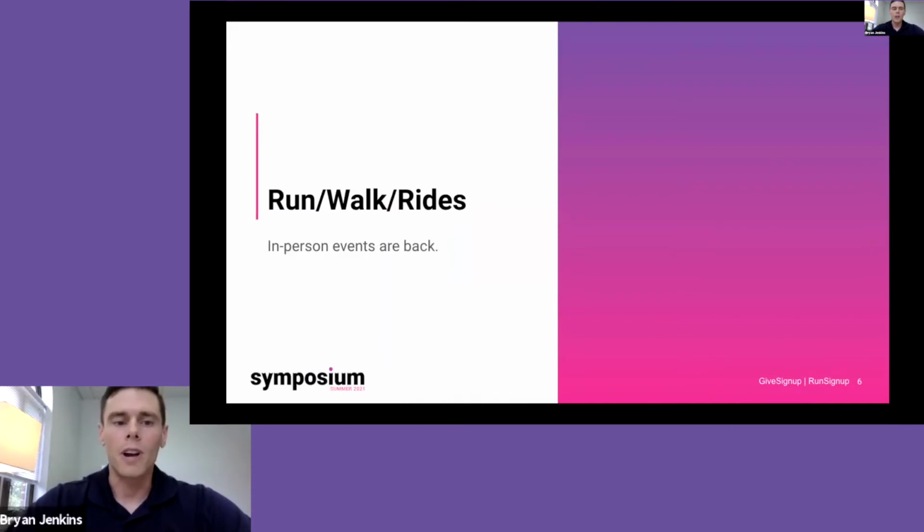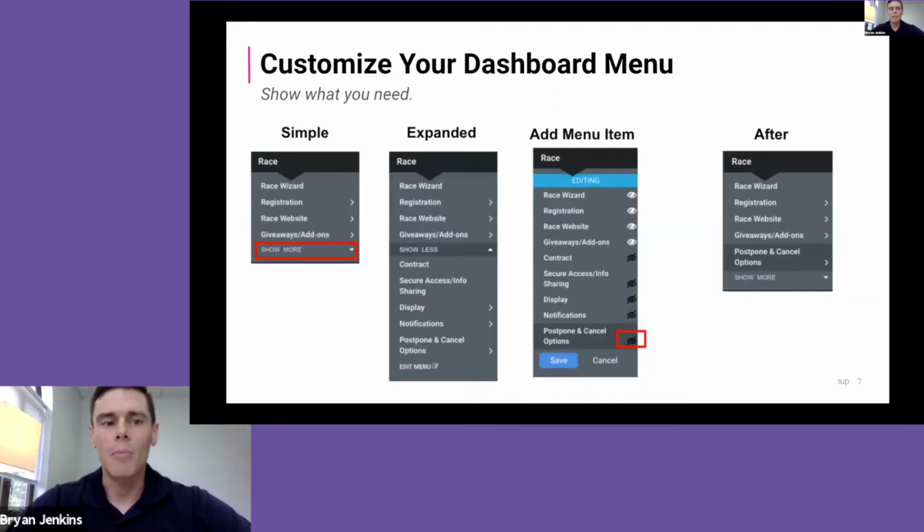So features for Run Walk Rides. Live in-person events are back. One of the feedback items that we have received quite a bit over the years is that we keep adding features and the navigation has gotten a little out of control. So what we did is, if you're a new user to our platform, we've made simple navigation, we've got expanded navigation, and then you also can customize your navigation to pick particular menu items that show up in your dashboard. The reason for that is so that things that aren't very useful for you or not needed at all are hidden from your navigation. But if you had a particular item you wanted to add, you could do that.